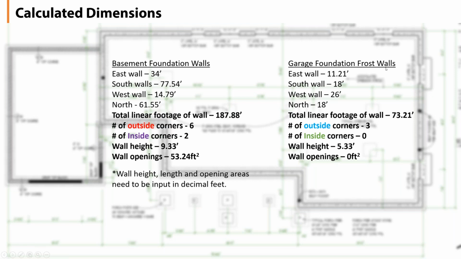For the garage foundation, we see that the total linear footage of the walls is 73 feet. There were 3 outside corners, no inside corners. Now, in this case here, the diagram actually calls for a 4 foot frost wall. What we recommend doing is to move that up to a 5 foot 4 inch frost wall to accommodate the concrete slab of the garage floor, and also to make for a curb, a concrete curb using the ICF block. So we recommend the wall height, as opposed to a 4 foot frost wall, moving it up to 5.33 to make it more convenient for the project overall.